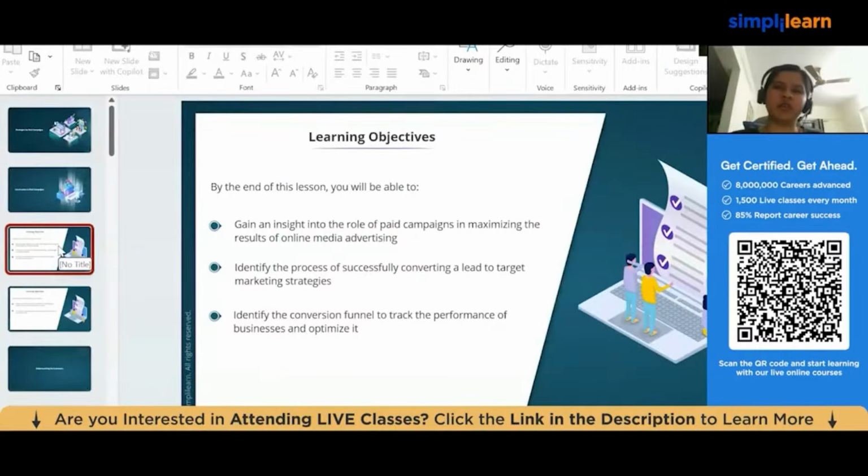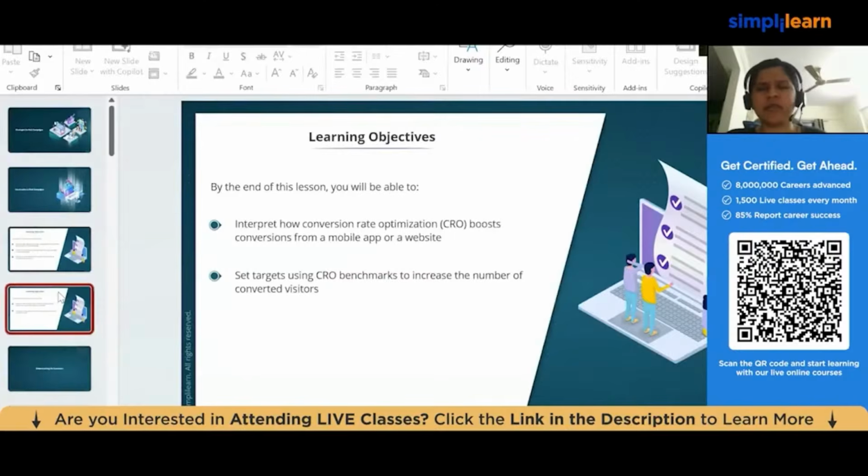So yes, I will show you the platform. How does the platform look like? How does the dashboard look like? So we will go through that as well. But because today is our first session, we'll first clear all the basics.